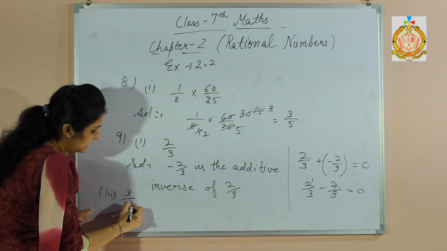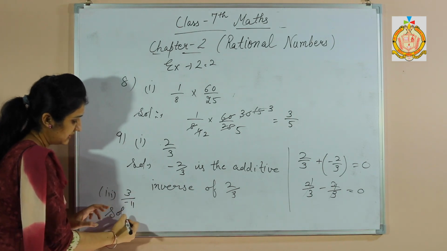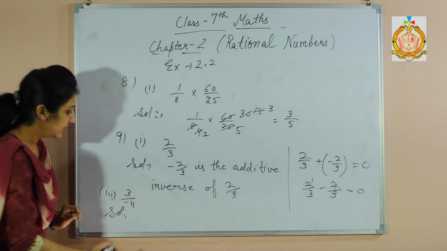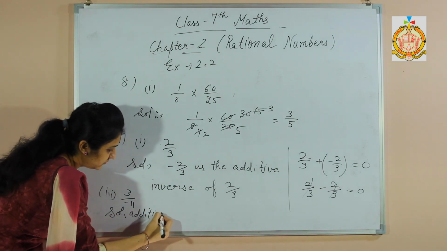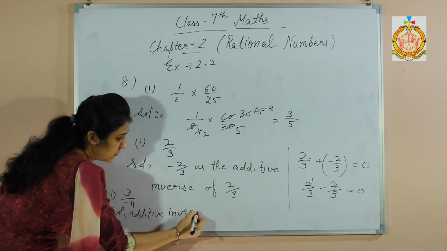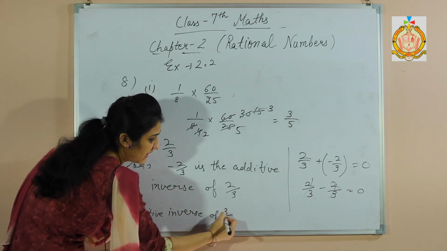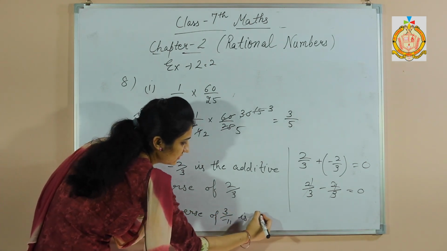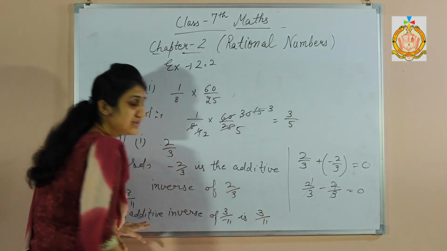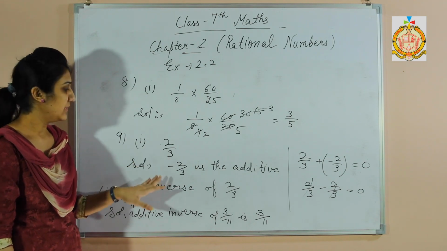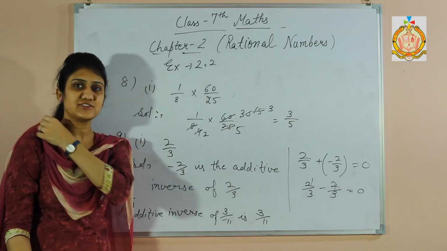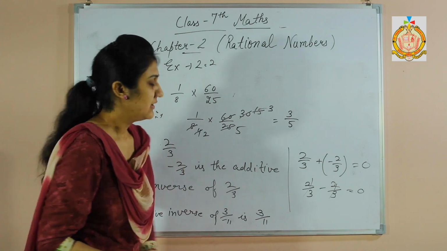Next one is the third, 3 by minus 11. So here the symbol is minus. So writing here, the additive inverse of 3 by minus 11 is 3 by 11. If it is in negative, just make it positive. If it is given in positive form, make it negative. In this way, you can find the additive inverse.